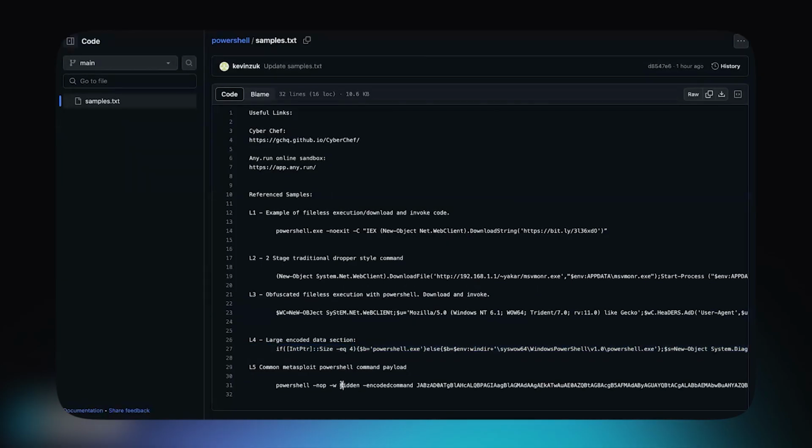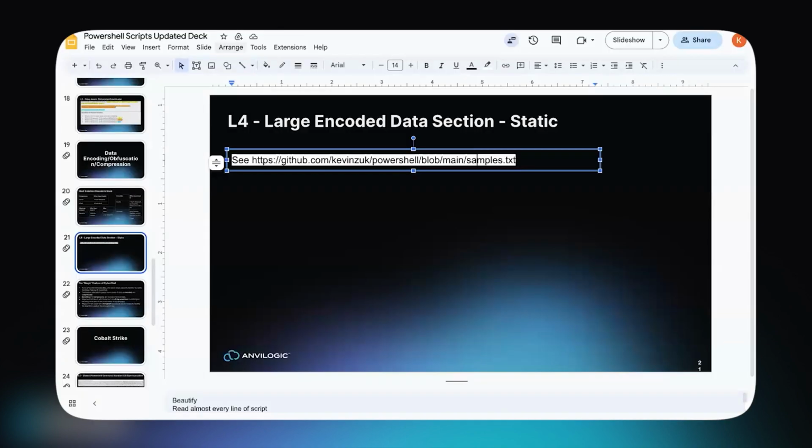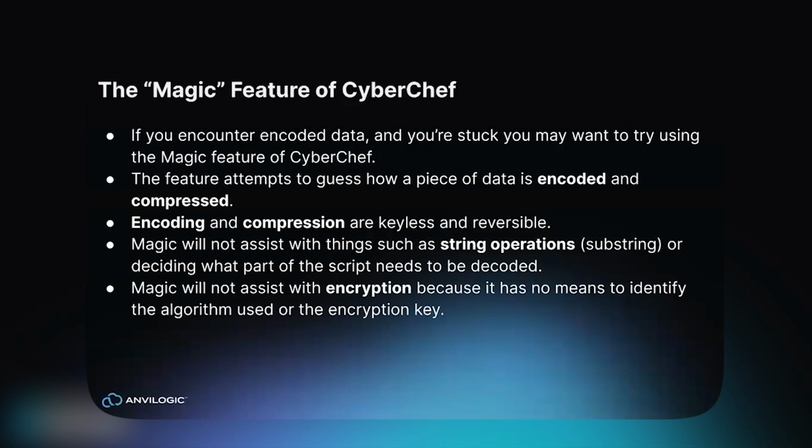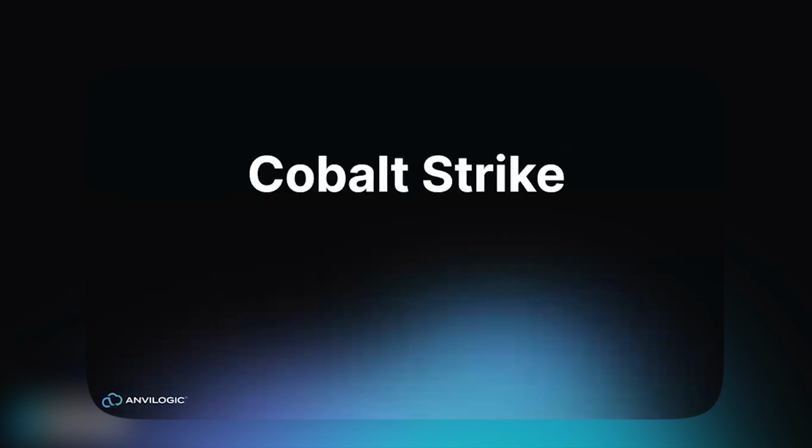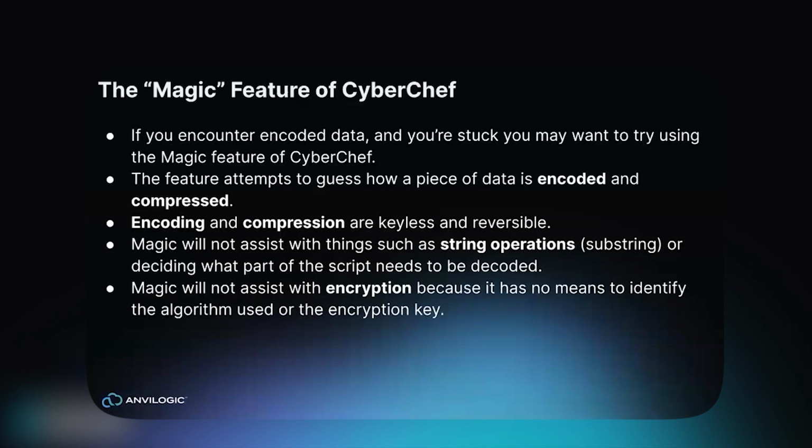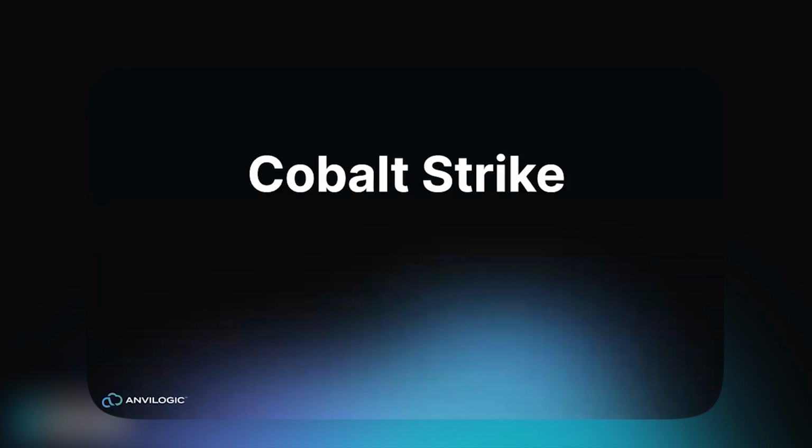So let's go to the last one here. Actually, let's go back to the presentation quick. Talked about the magic feature. It guesses how data can be encoded or compressed. If it involves something like RC4, AES, anything that involves an encryption key, it will never be able to guess it because it's just going to guess encoding and compression methods. So it's not going to help you with anything that involves an RC4 key or even an XOR key if it's multi-byte. If it's single byte, you might be able to get away with it, but most of the time it won't work.